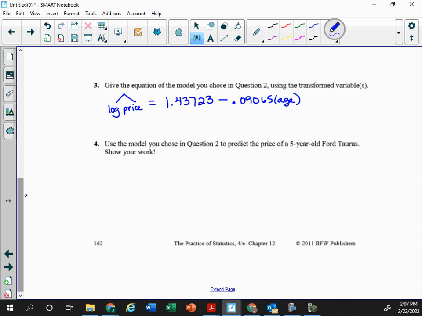Are we okay with writing that equation? All right. For 4, then, we have to be able to solve a log equation. So some of you might be having flashbacks, but we can do it. All right, it says use the model to predict the price of a 5-year-old Ford Taurus. So I've got log of price equals, I'm just going to say 1.44 because that's way too many decimals, minus 0.09 times 5.